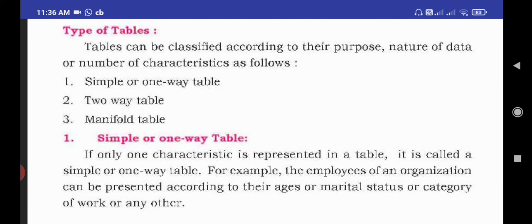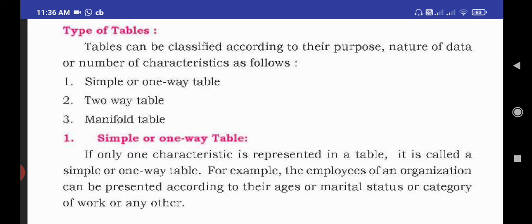In the previous class, we already discussed tabulation, the parts of a tabulation, and the format of a tabulation. What parts are included in a tabulation? We already discussed that in the last class. In this video, we are going to learn a new concept: types of tables.